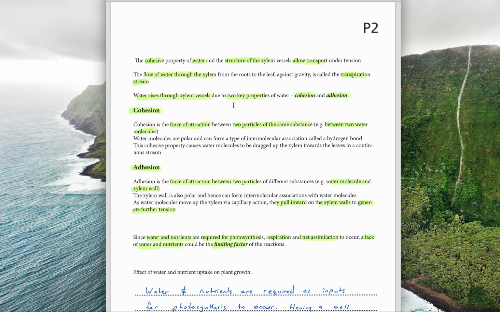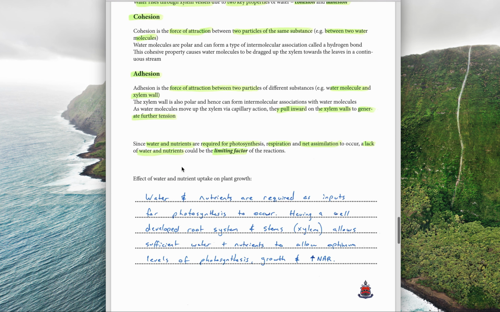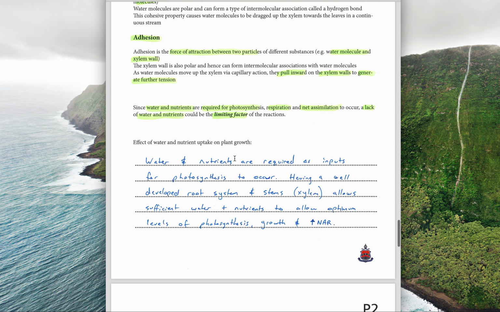So if we have a look here, the flow of the water through the xylem from the roots to the leaf is against gravity, and it's called transpiration stream. The water rises through the xylem vessel thanks to cohesion and adhesion. And so remember, cohesion is the force of attraction between two particles of the same kind, such as two water molecules, and adhesion is two particles attracted together that are different, e.g. water and the xylem wall in this case. And so if we don't have enough water and nutrients going up to the leaves, then that would be a limiting factor and would prevent photosynthesis from occurring.